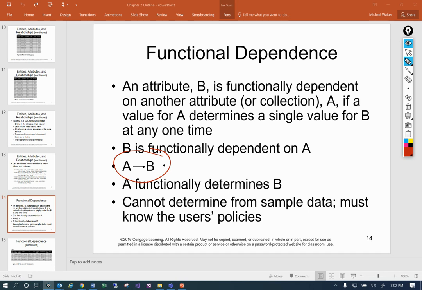So A is what derives B, because B is functionally dependent on A. So that's kind of how you read it: A is driving B, A creates B, or B cannot live without A. So B is functionally dependent on A. Another way to read it here is A functionally determines B.